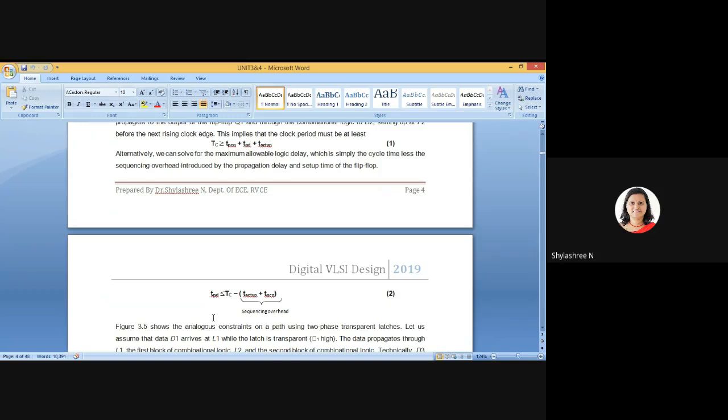So the sequencing overhead is simply the cycle time less what is available for logic, and it is introduced by the setup time and the clock to Q propagation delay. Okay, either your TC should be greater than or equal to TPCQ plus TPD plus T setup, or alternatively, you can also write the equation as TPD should be less than or equal to TC minus T setup plus TPCQ. Are you getting it, guys?